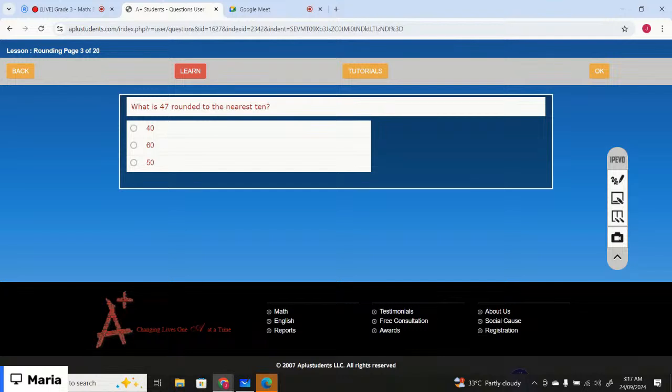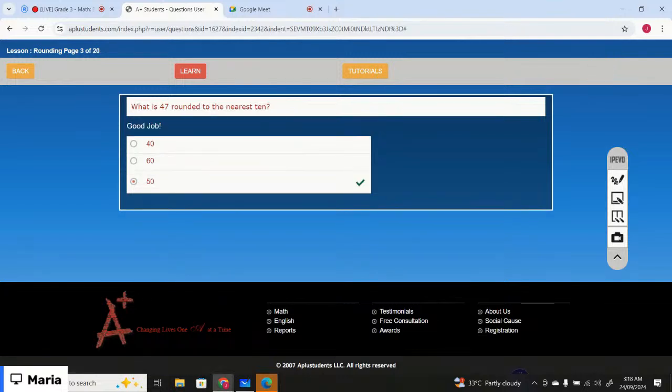What is 47 rounded to the nearest 10? So which is the correct option? 47 is rounded off to 50 it is. The correct option is 50. Option number 3 is the correct option.